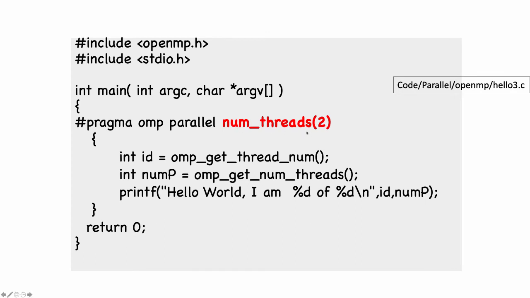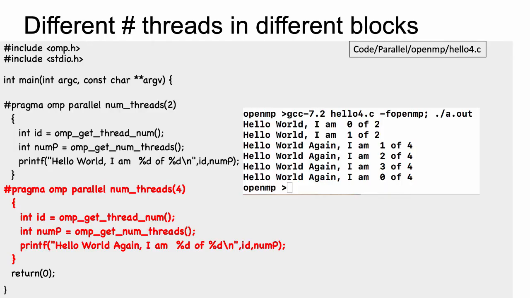Done it again. So again, that's what I showed you this. We can actually put the number of threads in on the pragma line. And then here's one where we could actually do 2 blocks of threads. Here we go. The master spawns 2 threads, comes back, spawns 4 threads.